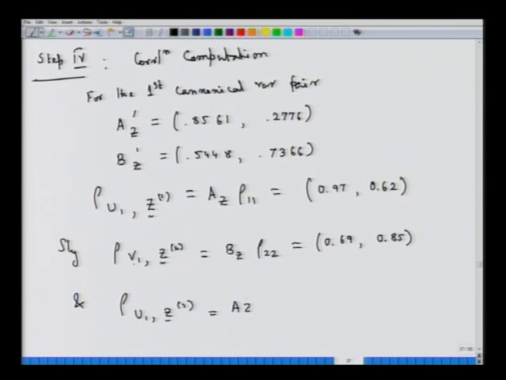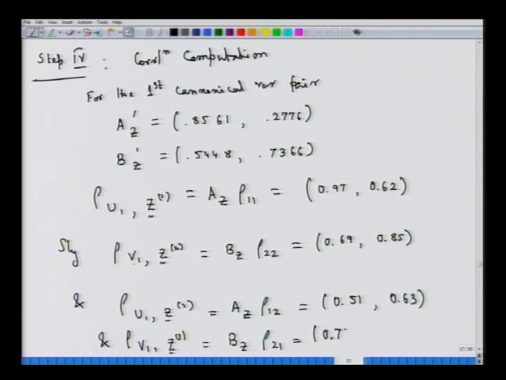And we can also look at the cross terms, that is U1 with Z2. This was given by Az times rho 1 2. The numerical values of this are 0.51 and 0.63, and the last one, which is V1 and Z1, is given by Bz times rho 21. The numerical values of this are 0.71 and 0.46.